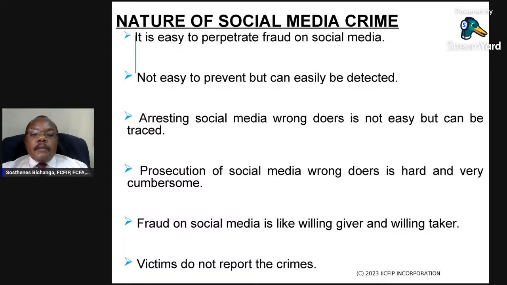Victims do not report the crimes because of the foregoing point. The victims sometimes feel shameful, and therefore they fail to report crime. For example, if you have been conned in a very silly way, someone has just impersonated the friend you know, and then he sweet talks to you, and then you send the money to that impersonator.